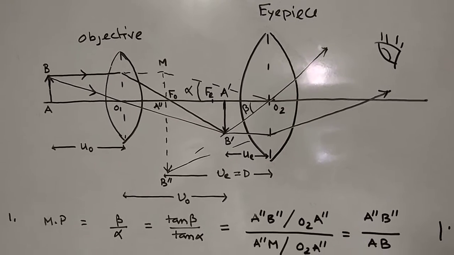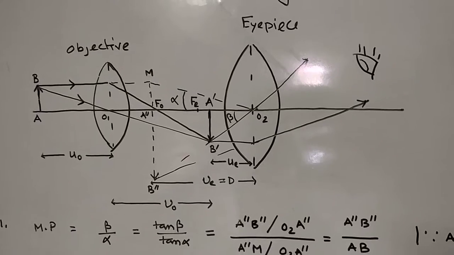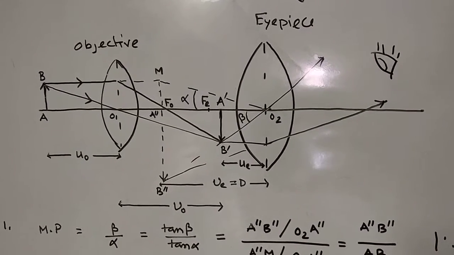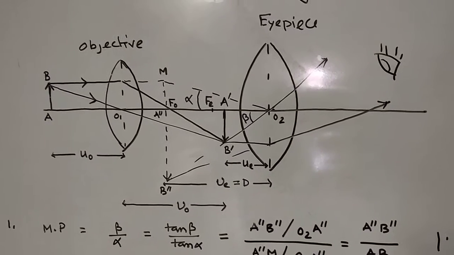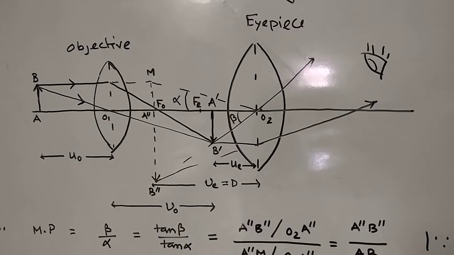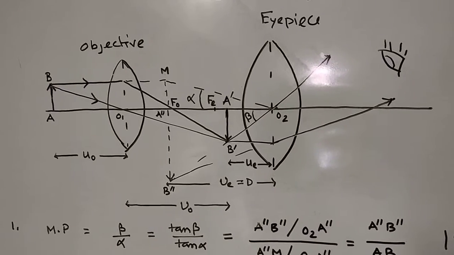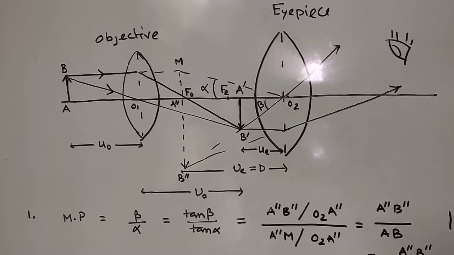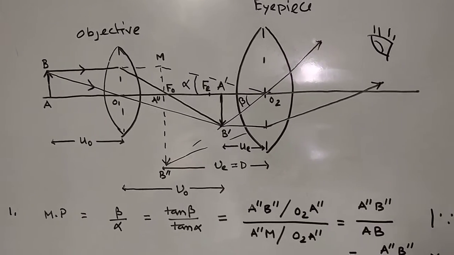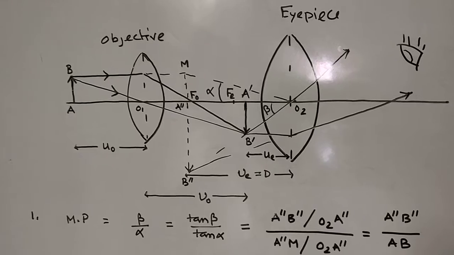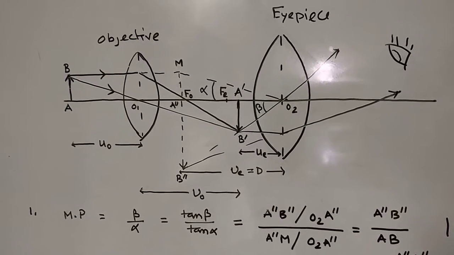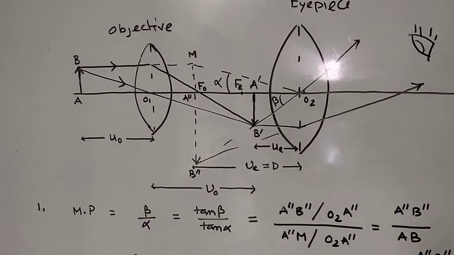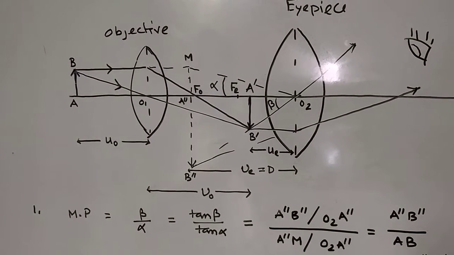Now o suffix for objective and e suffix for eyepiece. So the object distance is u naught and v naught is the image distance for the objective, and for the eyepiece u suffix e is the object distance and v suffix e, or D, is the image distance. Now as per the magnifying power, we again have to go for the definition. It is the ratio of the angle subtended by the image to the object when both are at the least distance of distinct vision. So A double dash B double dash is at the least distance of distinct vision, and the angle made is beta.